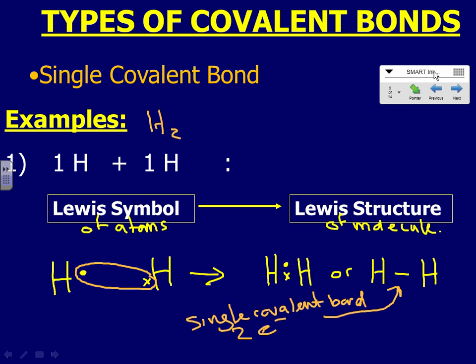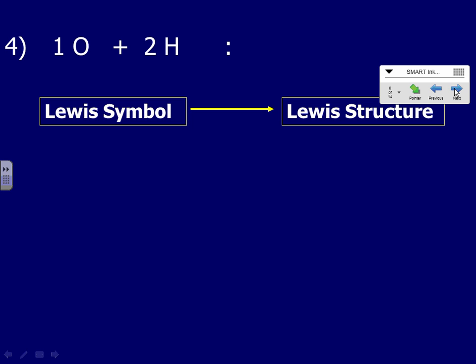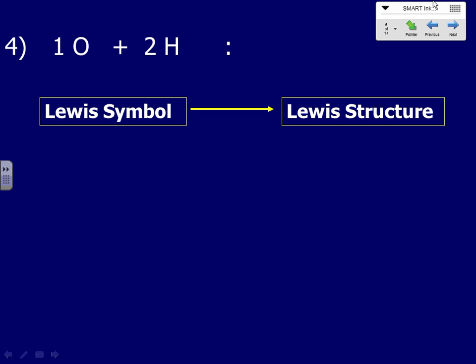Let's do a few more structures. All right. So don't write down Lewis symbol, Lewis structure. We're going to put an O with 2 H's.